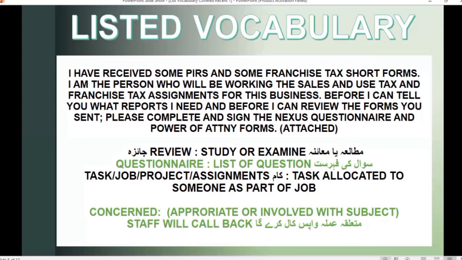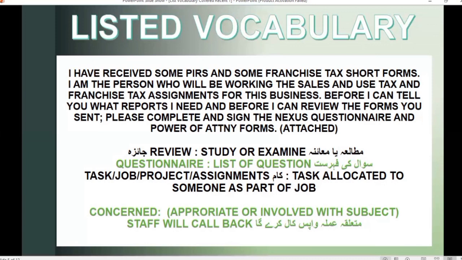Review, examine, study, मुताला करना, मुआयना करना. Questionnaire, list of questions, सवालात की फहरिस्त. Task, job, project, assignment, काम. A task allocated to someone as a part of a job. Task जो कि किसी को assign किया गया हो, जिम्मे किया गया हो.